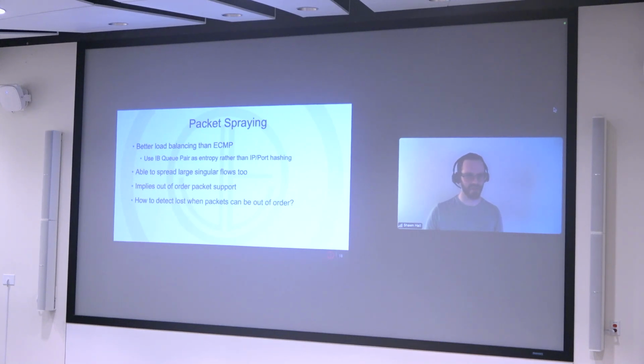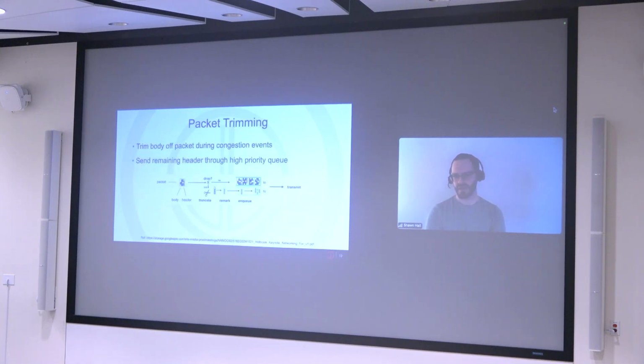So how do you end up detecting loss? Because previously, if you had out of order packets, then usually Ethernet based protocols would be like, well, it's out of order, must have lost something, let's start it again. So that plays in with the packet trimming mechanism in Ultra Ethernet.